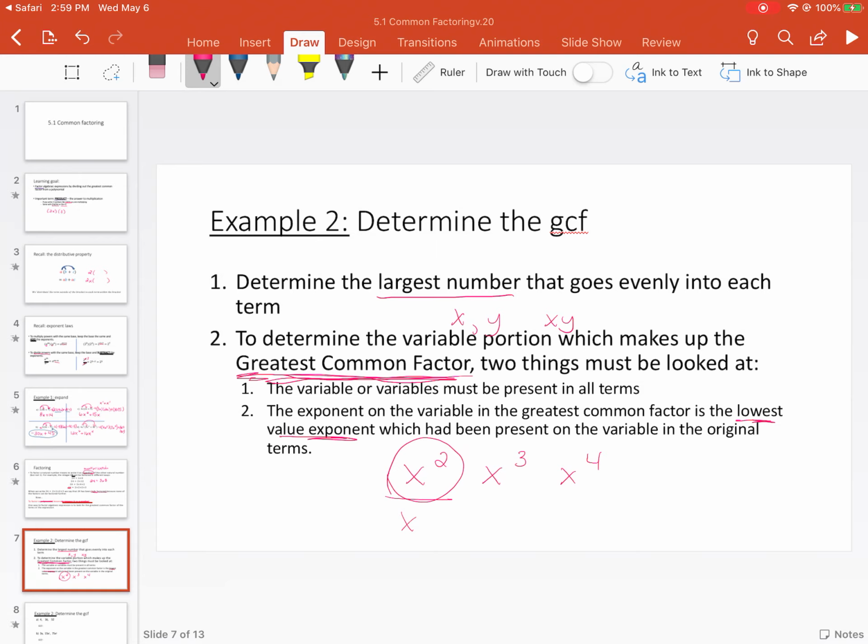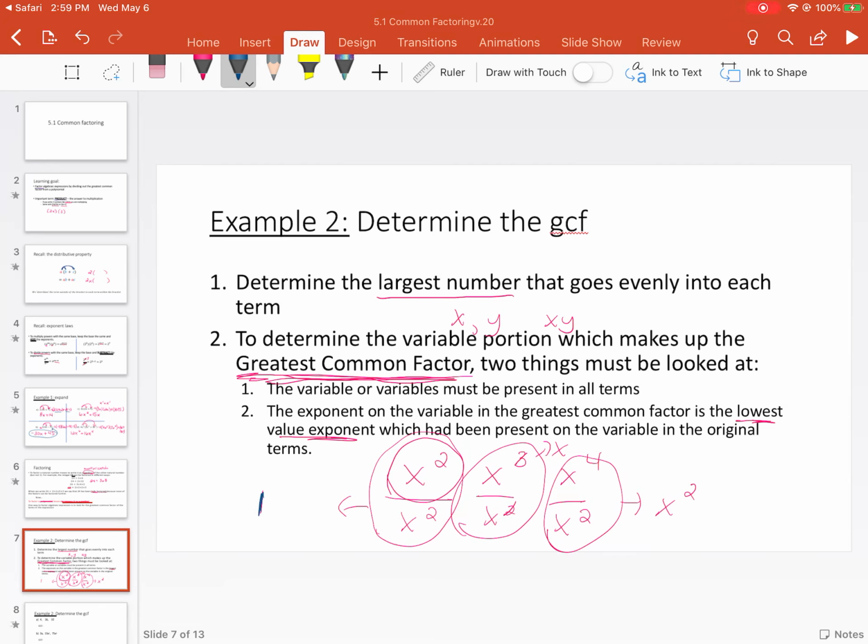And what we're going to do is, again, cancel out or divide. So if we divide by x squared, then the first term will give us 1, right? Anything divided by itself is 1. The second term gives us x, and the third would give us x squared. So now we have 1, x, and x squared, and they have been factored fully because you can't divide them by anything else evenly.